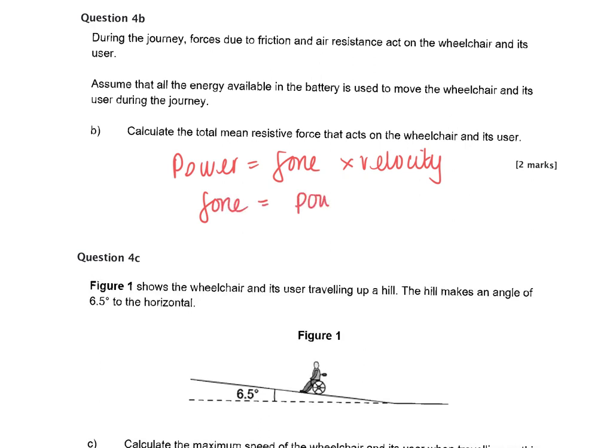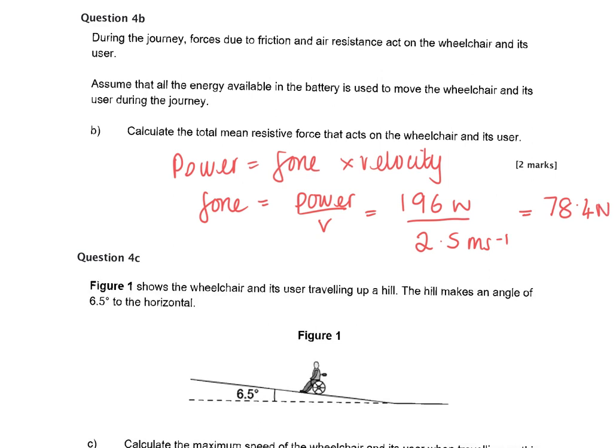So that's going to be our power divided by our velocity. So the power we just worked out in our last question, 196 watts, and we're dividing by the velocity. Also, we used it in our last question, 2.5 meters per second, and we are going to get 98.4 newtons.